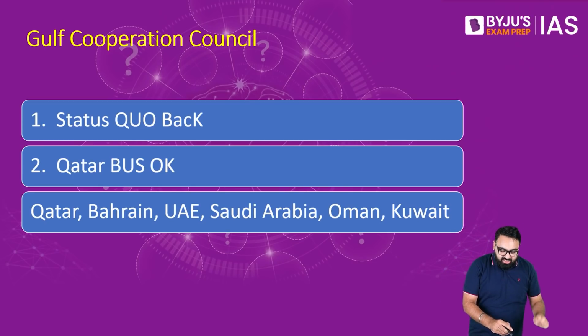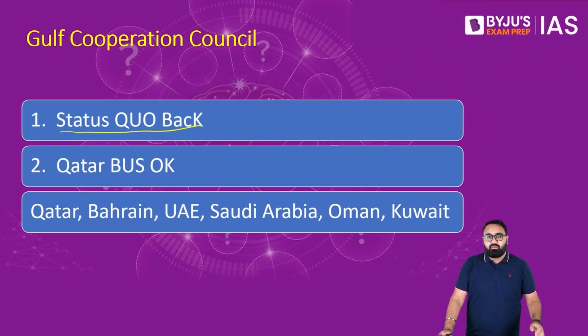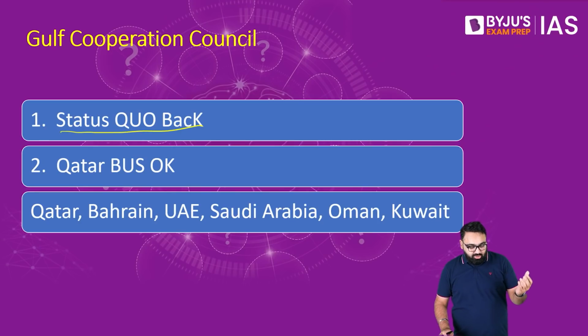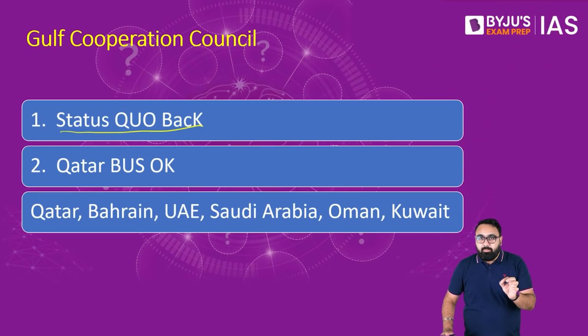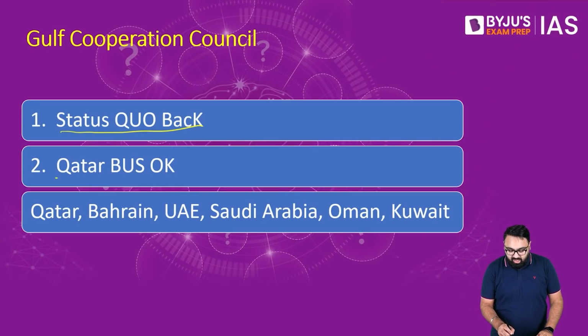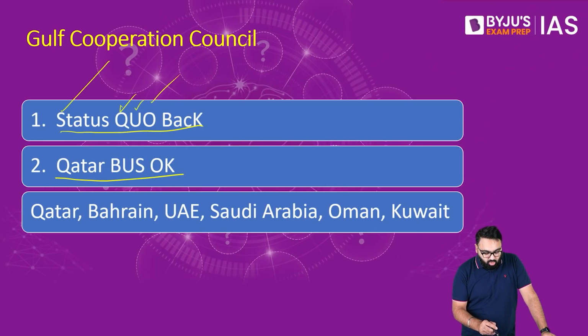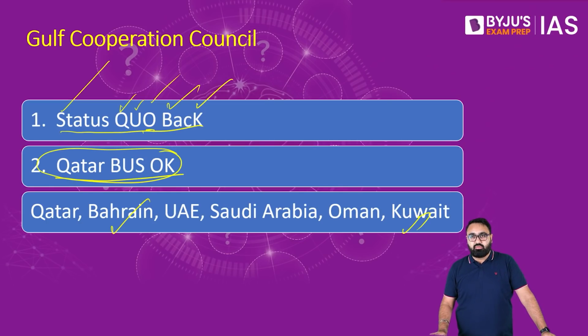The first is status quo back. Status quo means the situation stays as it is and is not changing. Remember, we are only focusing on the capital letters. Or the second option can be Qatar bus. So the first is status quo back. S, Saudi Arabia; QUO, that is Qatar, UAE and Oman; and BK, that is Bahrain and Kuwait. Similarly, the second option will give you the same solution.